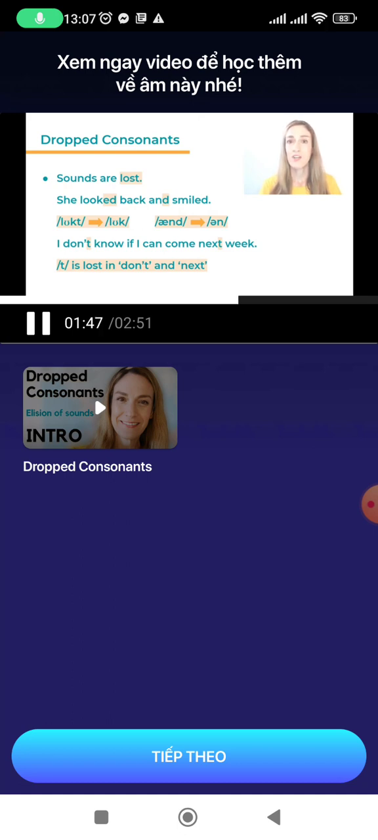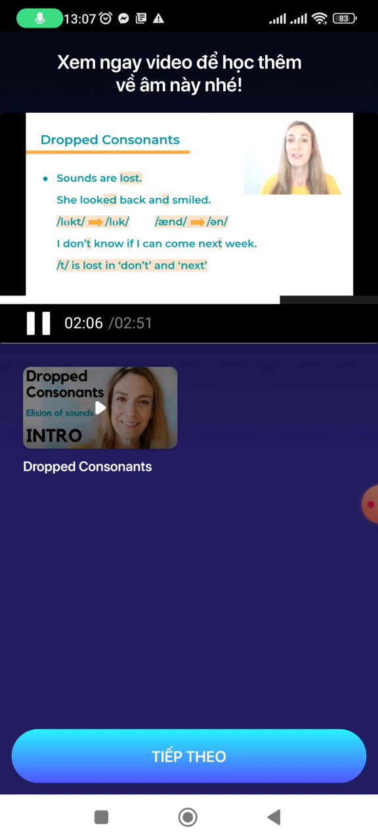The word don't ends in a t sound, but if we say the sentence fast, t is dropped and becomes don't know, don't know. So the final t is also lost.